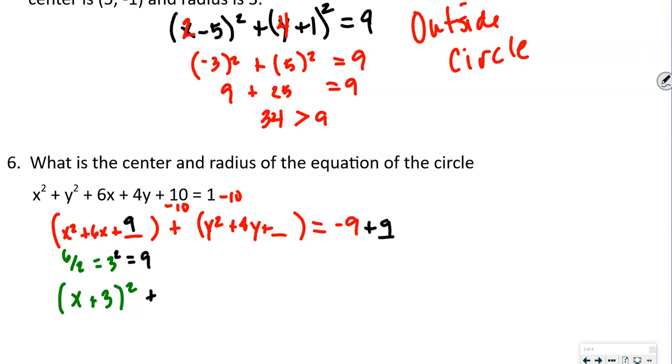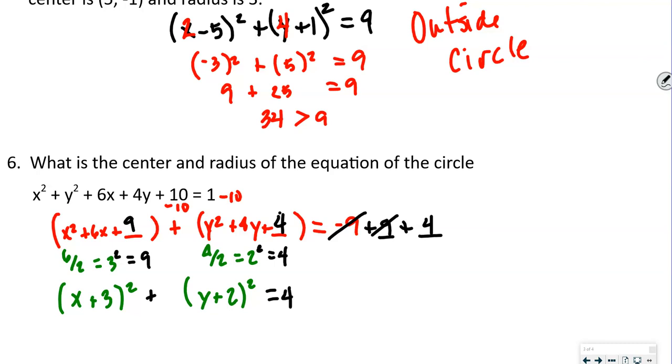Okay, so now we're going to do the same thing with our middle term over here. So we're going to do 4 divided by 2, which is 2. So this is going to be y plus 2 squared again. And now we're going to square that term once again. 2 squared is equal to 4. So we're going to put the 4 there. We're going to add the 4 up here on this other side. So notice the 9's cancel each other out, the negative 9 and the positive 9. So this is going to be equal to 4.